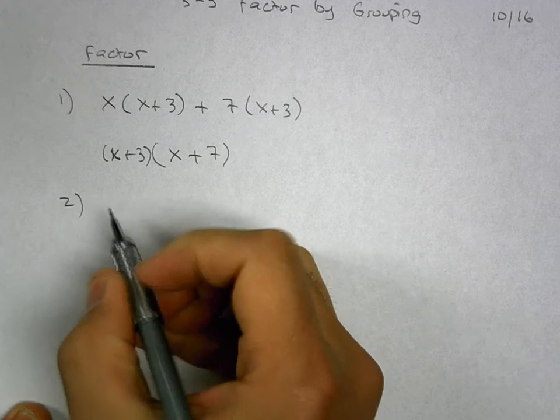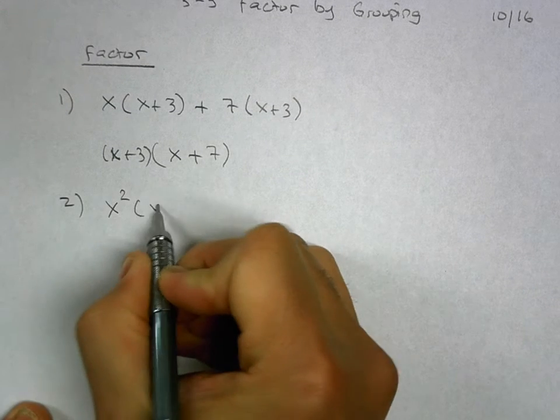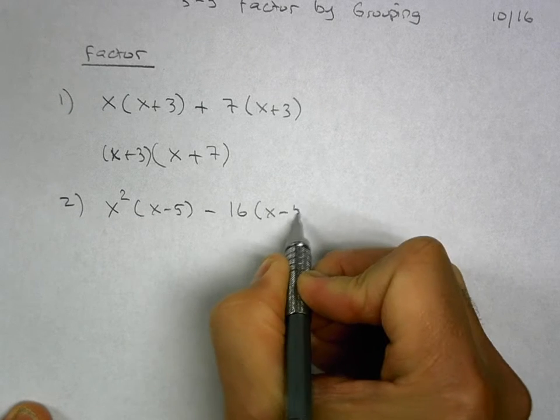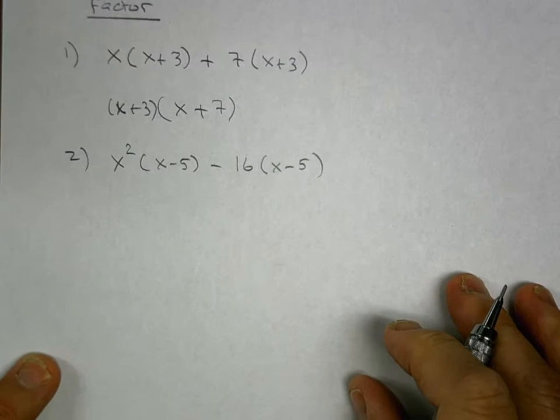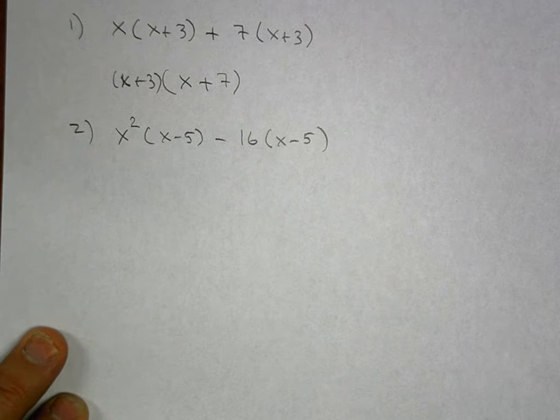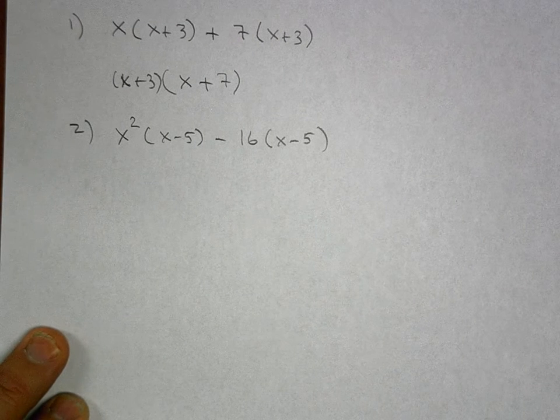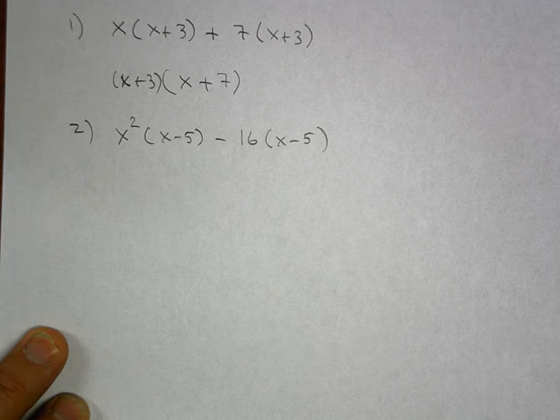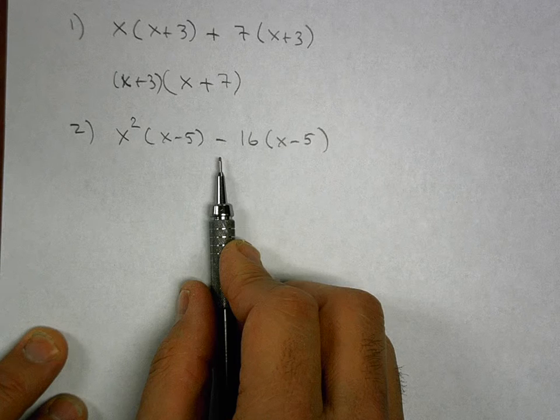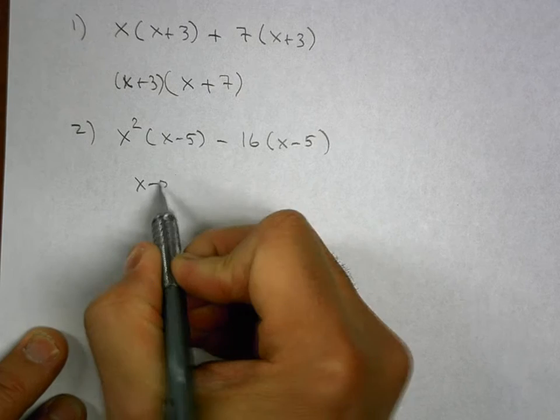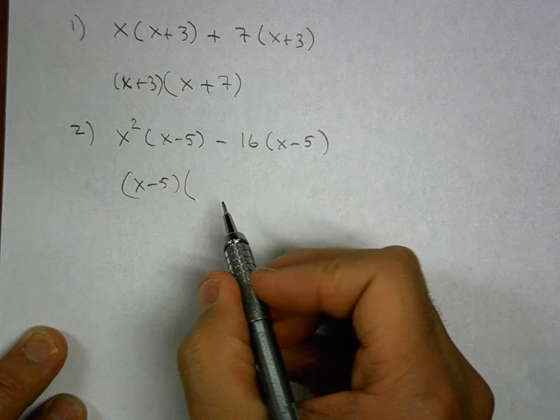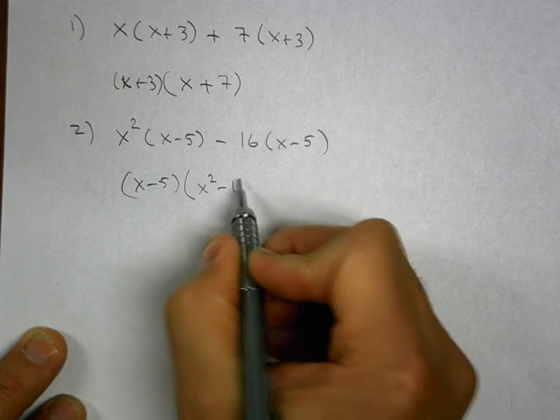Okay, number 2, x squared times (x minus 5) minus 16 times (x minus 5). And the same idea, we're going to factor. All right, so what's our GCF out of the two terms? x minus 5 is common to both. So we take out an x minus 5, so x minus 5 in parentheses. Okay, and then what do we have left? x squared minus 16. Good.